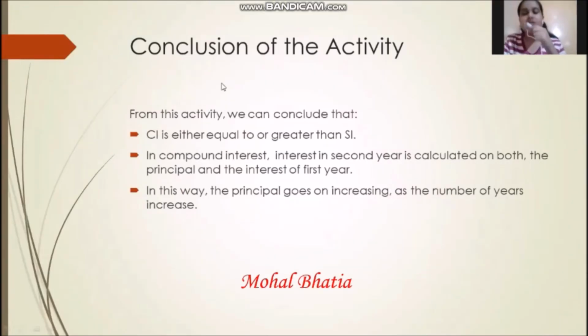Conclusion of the activity. So the very first point which we can conclude from this activity is that CI is either equal to or greater than SI. Now, the second point which we can conclude from this activity is that in compound interest in second year is calculated on both the principal and the interest of first year. And in this way, the principal goes on increasing as the number of years increases.